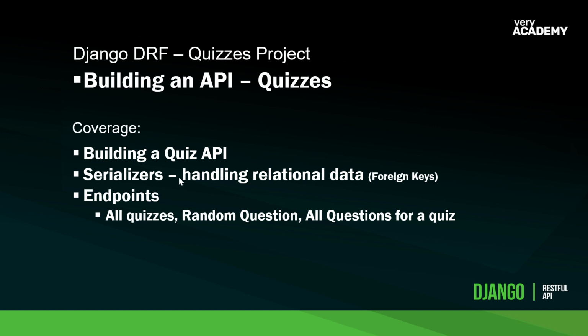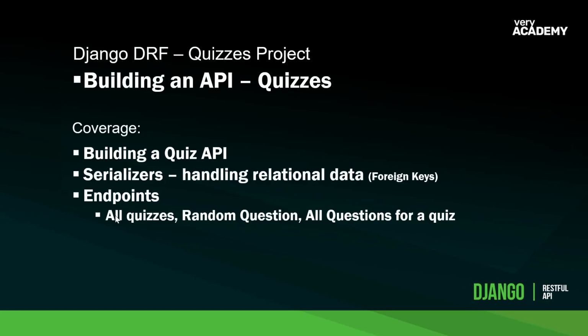So at the end of this tutorial, we'll have some endpoints. So we'll be able to, from a front end, grab all quizzes from our API. We'll be able to grab maybe a random question from a particular topic, and then all questions from a particular quiz. So this will be a standalone tutorial.